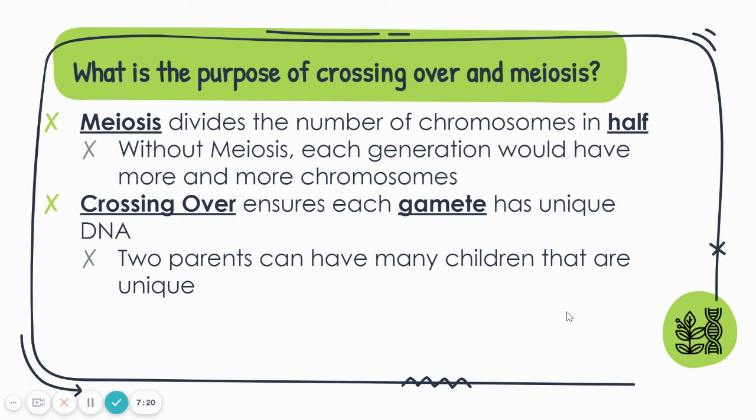The purpose of crossing over is to ensure that each of those gametes, each sex cell, has a unique combination of DNA. This is why 2 parents can have many children that are unique, right? Like I have a sister and we have some traits in common, right? Like we both have blue eyes, but we have different colored hair, right? That's why 2 parents could have 10, 15 children that are all going to be unique from each other. It's because of crossing over. It makes sure that each sperm and egg has a unique combination of genes.